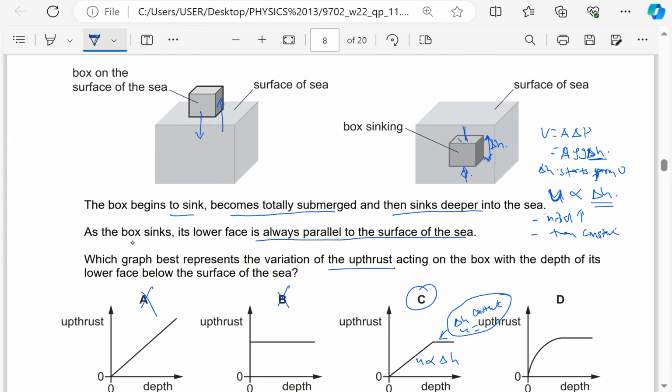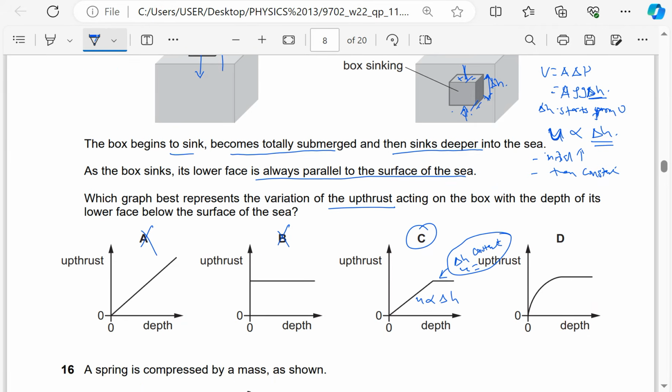But as soon as it is fully submerged, then the difference in the pressure on the top of the object and the bottom of the object remains constant. So the upthrust remains constant. So the answer is going to be C, and it will not be D. D is wrong because here it is supposed to be a straight line since upthrust is directly proportional to delta H.